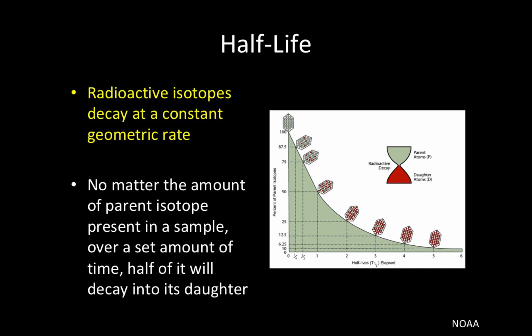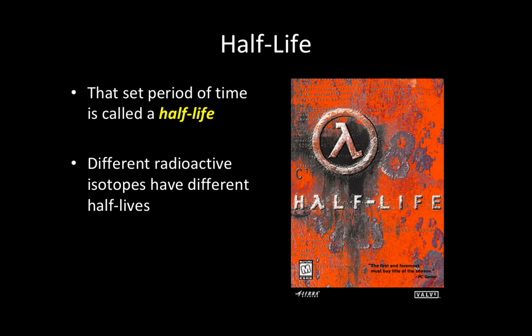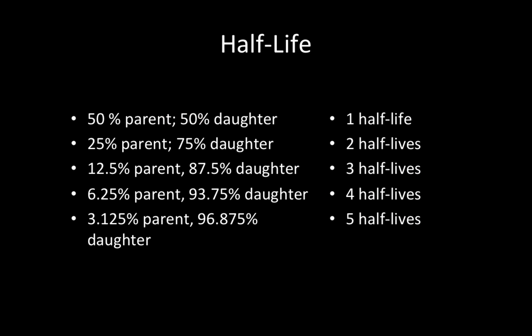So let's take a look at how this is going to work. A half-life means the amount of time that it will take for half of that parent to decay into a daughter. And again, different isotopes will have different half-lives. So 1 half-life means we'll have 50% parent, 50% daughter, no matter what. After 2 half-lives, we'll have 25% parent, 75% daughter. 3, 12.5% parent, 87.5% daughter. Hopefully you're seeing here that we're just halving each one. All right, so that's pretty easy to figure out.